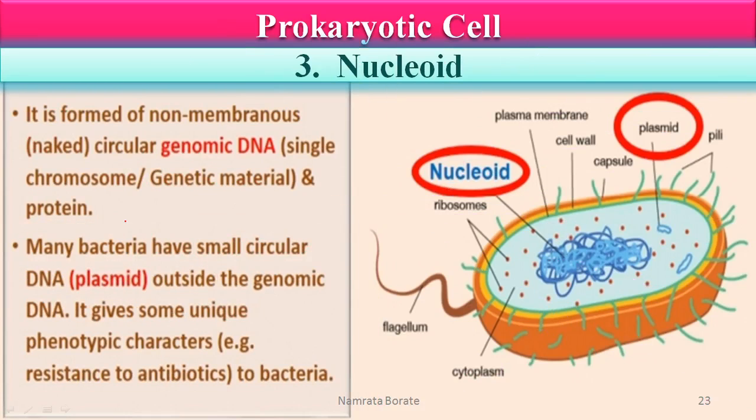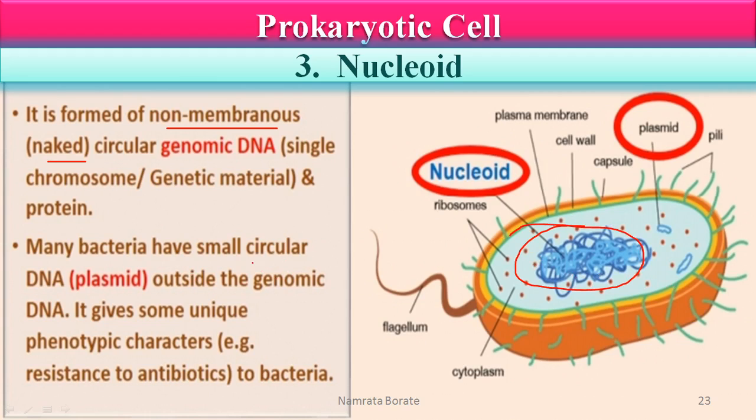The next structure we see is the nucleoid. The nucleoid is a non-membranous, irregular, circular genomic DNA, a single chromosome, along with the genetic material and protein.